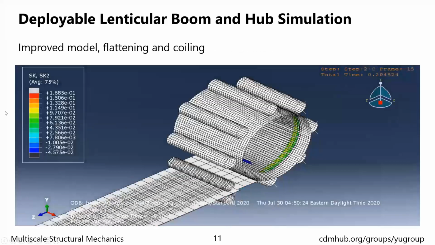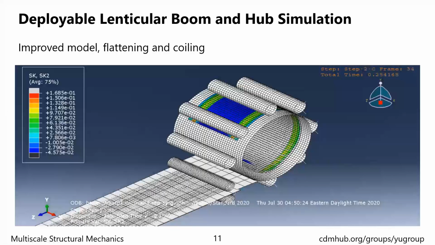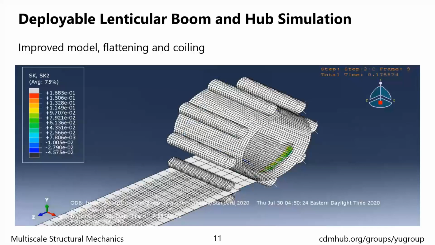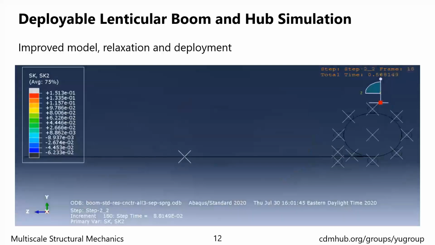Here shows the flattening and the coiling of the boom in the improved model. First, the plate is moved up to flatten the boom. Then the boom starts to coil around the hub. The length of the boom allows it to coil about 1½ circles. After coiling, we remove the tension force and the plates.